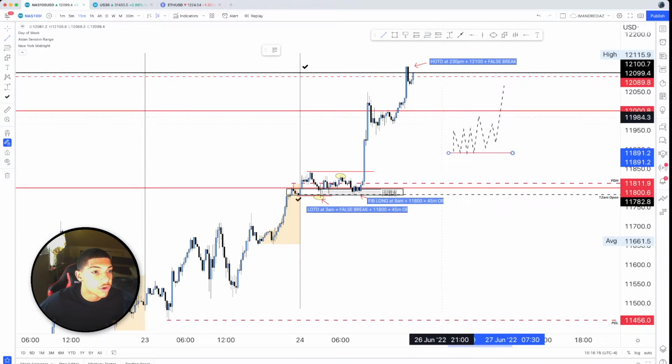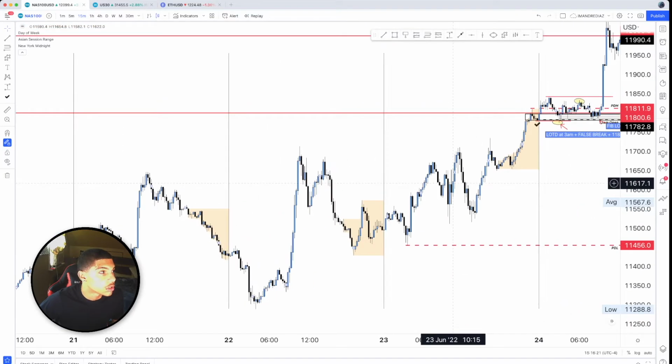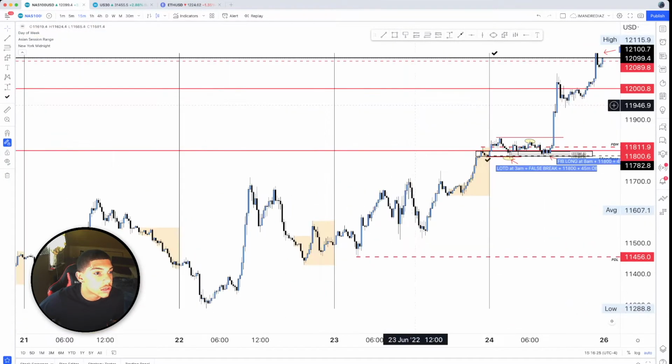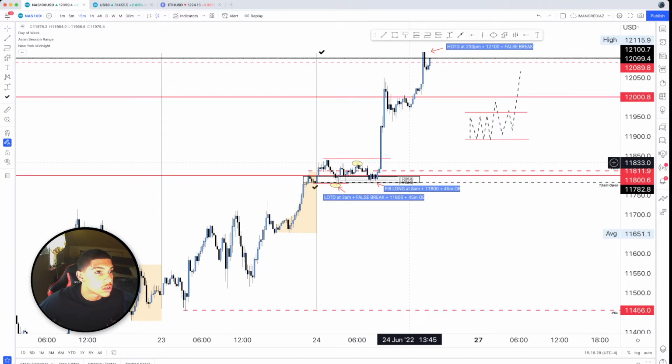And as you guys know, Fridays are known for that. Fridays usually just continue the trend for the week. And as you can see, it was a bullish week, and it ended up being a bullish Friday, as you guys can see. So that is the daily range from June 24th, which is Friday.